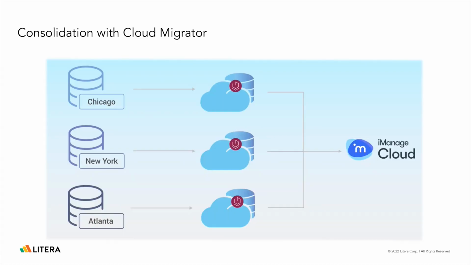Just a little thought about Cloud Migrator used as a part of consolidation: if I have three libraries, I can use Cloud Migrator to consolidate them to, say, a single library in iManage Cloud. In this case, each library needs a staging database so that you can work on those one at a time, and you have to deal with one library at a time.